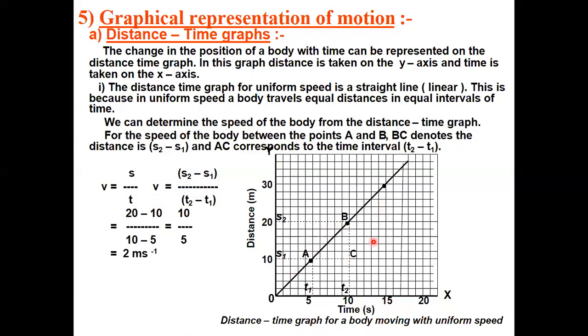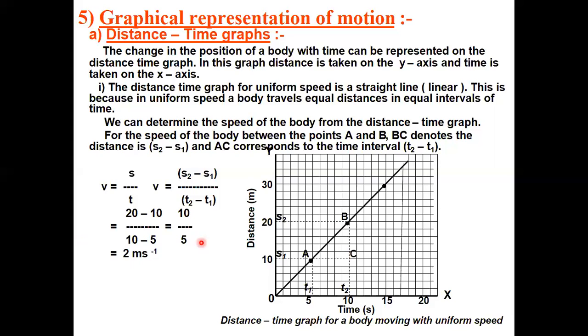That is, here the distance is S2 minus S1 and time is T2 minus T1. AC denotes the time interval. Now speed V equals S by T. Here the distance is S2 minus S1 and time is T2 minus T1. Now here S2 is 20 meter and S1 is 10, and the time T2 is 10 and T1 is 5. You will get 20 minus 10 by 10 minus 5. You will get 2 meter per second. Velocity is 2 meter per second.